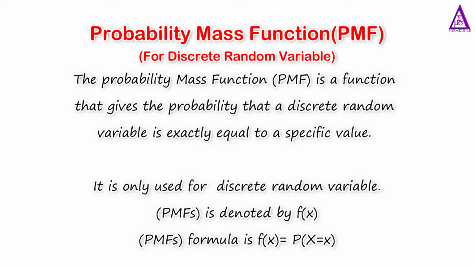Probability mass function (PMF) for a discrete random variable. The probability mass function is a function that gives the probability that a discrete random variable is exactly equal to a specific value. It is only used for discrete random variables. PMF is denoted by f(x). The PMF formula is f(x) = P(X = x).